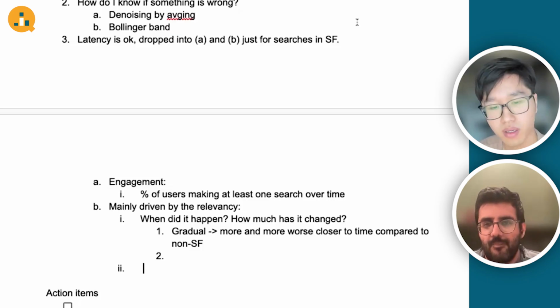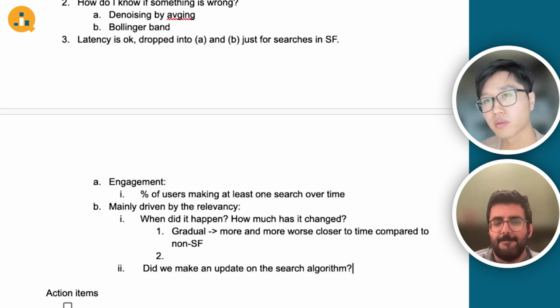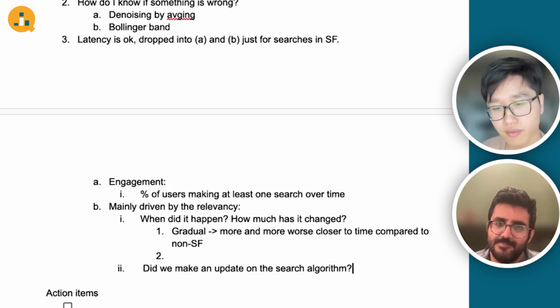Okay. The number one thought I have is, did we make any changes to the search algorithm? Did we make an update on the search algorithm, for example? Basically, how do we take the input of the query and then change it? So that tells me whether we made an update to that. Hopefully it's actually within a raw, really bad algo that makes it worse.